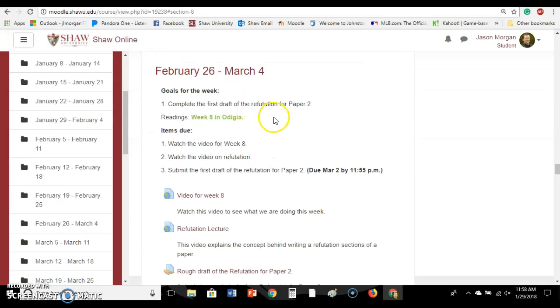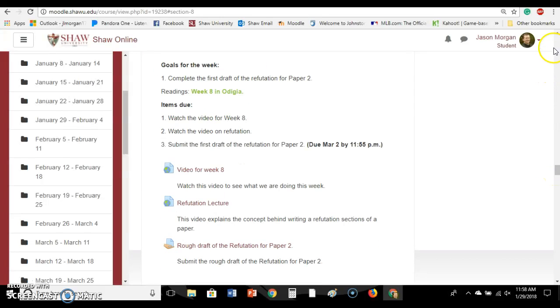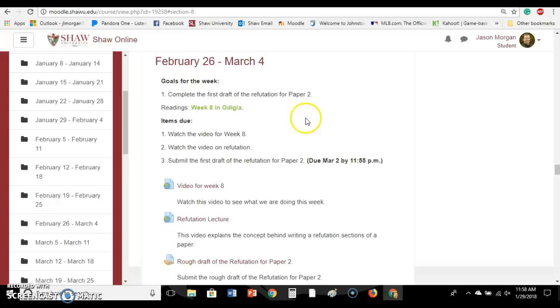What the heck is the refutation? Well, refutation basically is if you're going to pick a side and you're trying to convince somebody that your side is correct, you're really not going to be able to convince somebody unless you address the concerns that they have. That's kind of what the refutation does. Now, there's a whole lecture right down here. It's a few minutes long, and it explains the concept behind refutation and why it's important to include it in a paper.